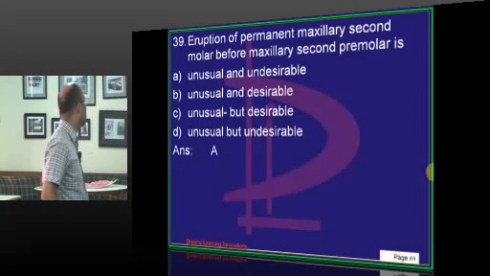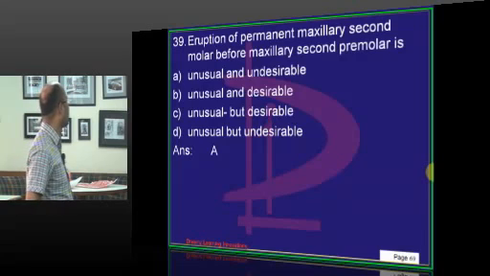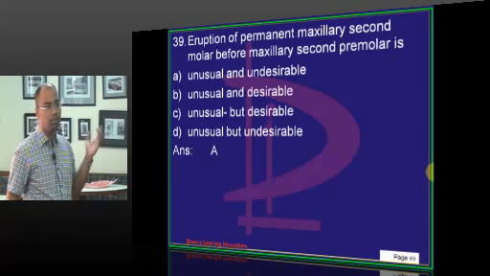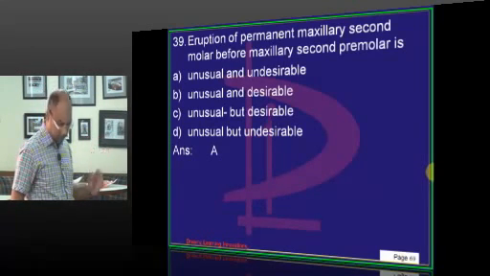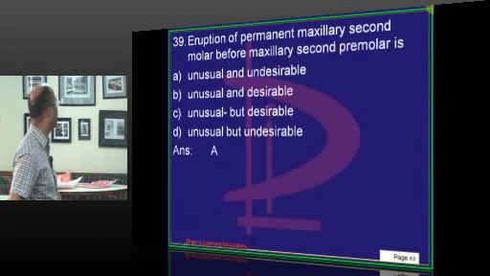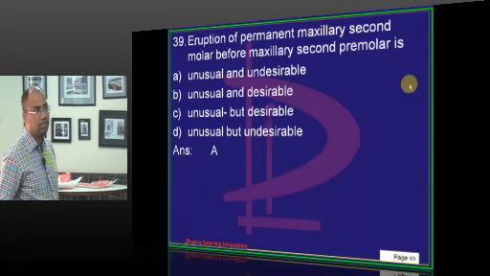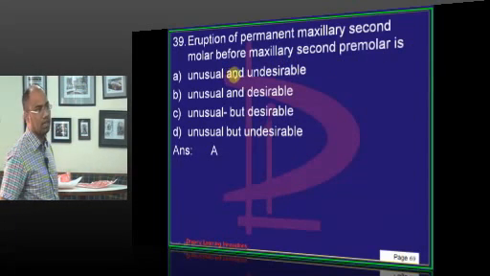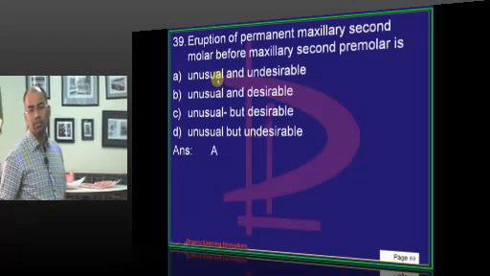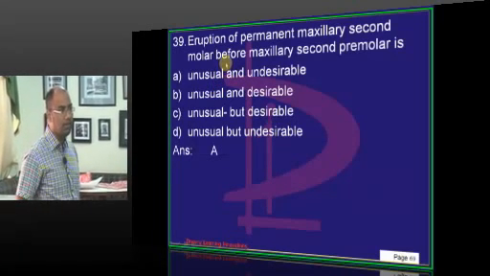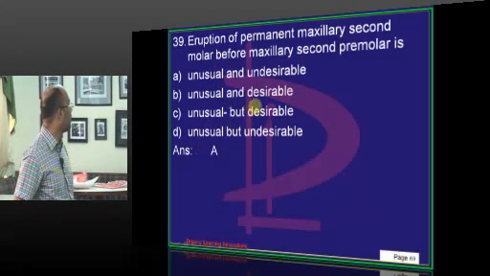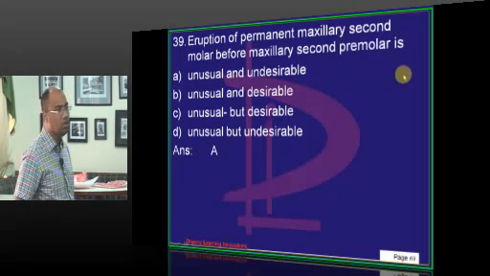Eruption of permanent maxillary second molar before maxillary second premolar. So your permanent second molar, that is 7, is erupting before 5. 7 is erupting before 5. Is it desirable and is it usual? It is unusual and undesirable, isn't it? The usual pattern of eruption is 5 erupts before 7, isn't it? So if 7 erupts before 5, it is unusual and also undesirable.